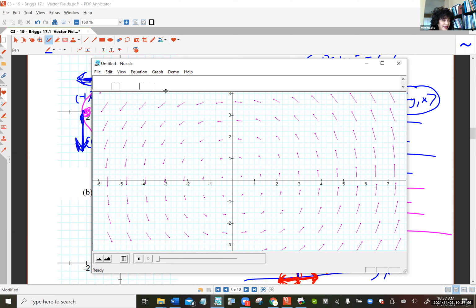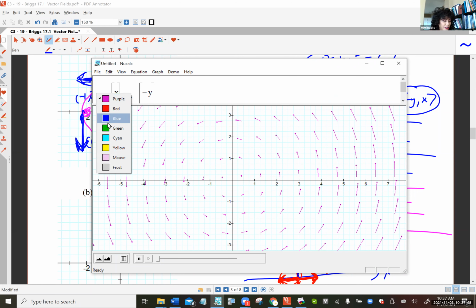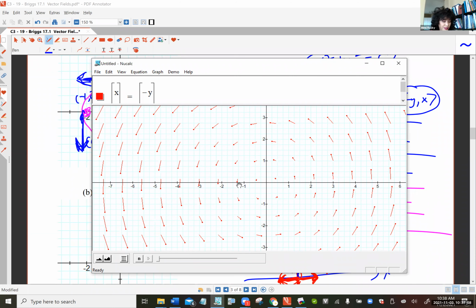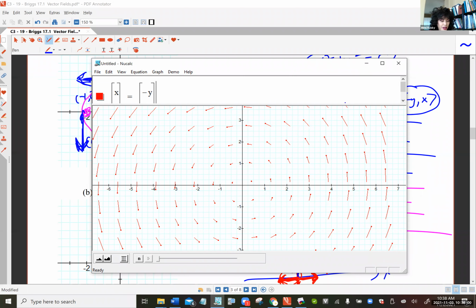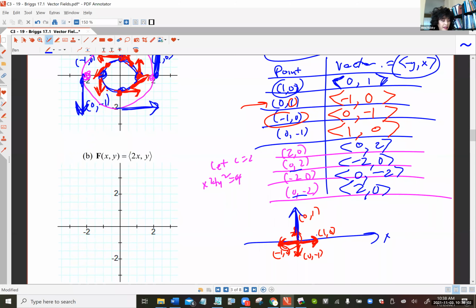Pretty cool, huh? I can change the color if you don't like that. How about blue? Oh, pretty. I don't have that many choices though, unfortunately. How about red? Oh, yeah, okay, pretty. Yeah, that's a nice looking vector field, isn't it? I know. Okay. So that's that vector field.